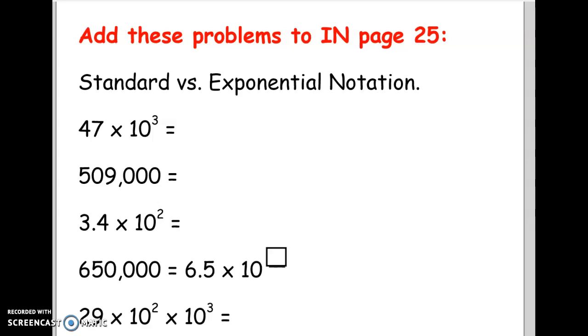Alrighty, let's get started. If you could turn your interactive notebook to page 25, there's some things we need to add to the page. The 5 problems that are on the screen, you're going to need to write the problems down on page 25, and then you're going to solve them at another time. So pause the video to copy the math problems.